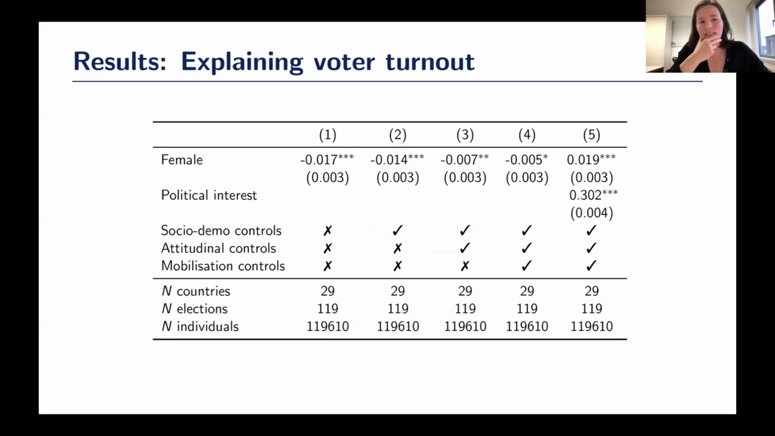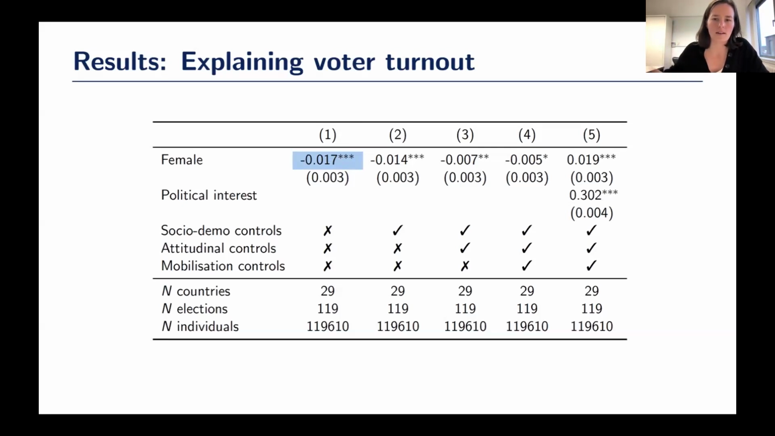Our second expectation was that this gender gap is due to persistent differences in levels of political interest between men and women. And we look at that in different ways, and I'll focus here on the regression approach that we use to investigate this. So what you see here is a series of linear probability models in which we're explaining voter turnout, reported voter turnout in European Parliament elections. In the first model, we're just including an indicator of respondent sex. And what you see then is that on average, across these elections and across countries, women are significantly less likely to turn out to vote compared to men, a gap that is about 2 percentage points.